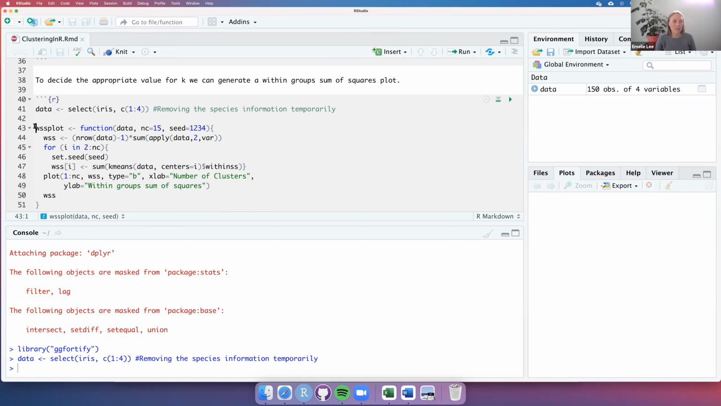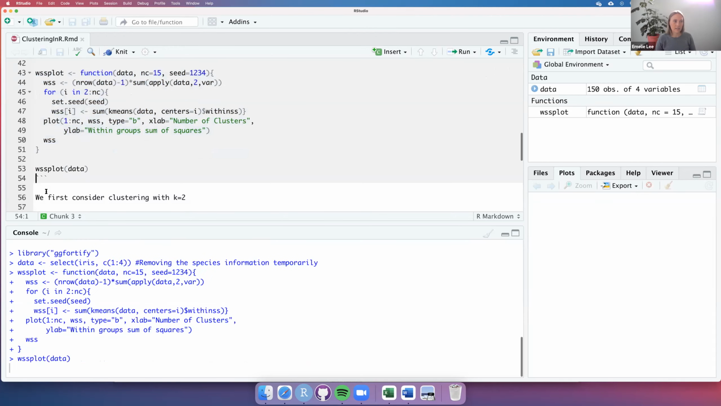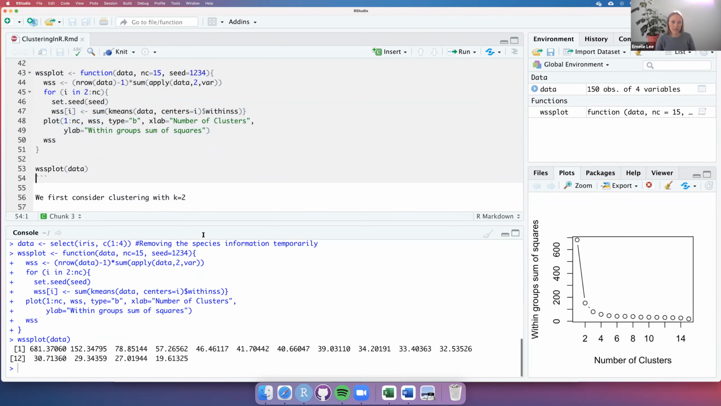So without going into what the WSS plot is doing, just run it and see what happens. But you can go through and pick it apart. When we ran it, I need to actually tell it to give me the plot, right? So then when we ran it, we saw that 2 clusters seems like it would be better than 1. That's good, because we've got this decrease in variability within each of the clusters.